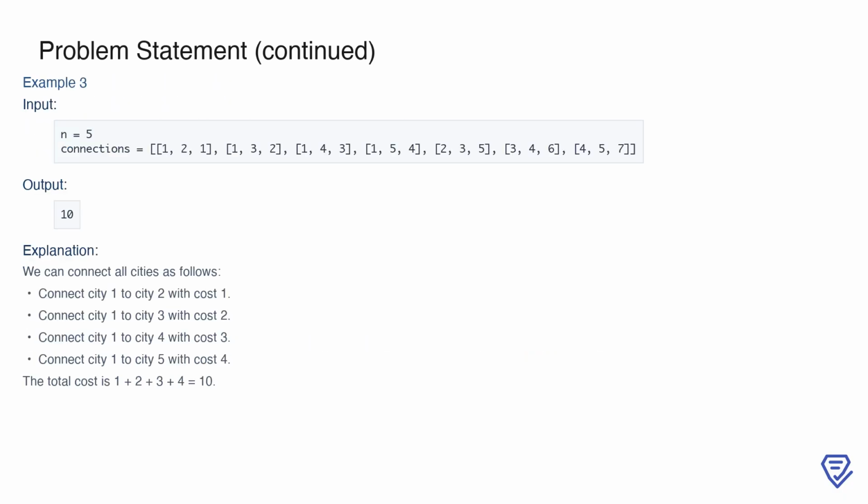In the third example, we have 5 cities and several connections with varying costs. To achieve the minimum cost, we can connect city 1 to city 2 at a cost of 1, city 1 to city 3 at a cost of 2, city 1 to city 4 at a cost of 3, and city 1 to city 5 at a cost of 4. By using these connections, all cities are connected with a total cost of 1 plus 2 plus 3 plus 4, which equals 10. This demonstrates how we can strategically select connections to minimize the overall cost while ensuring every city is part of the network.